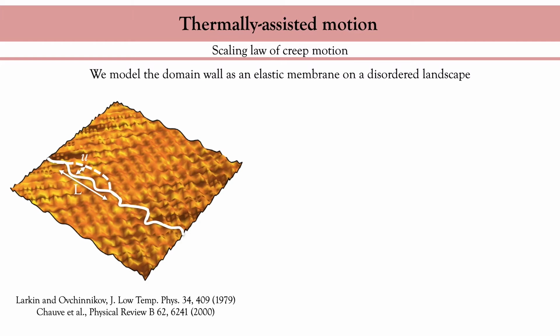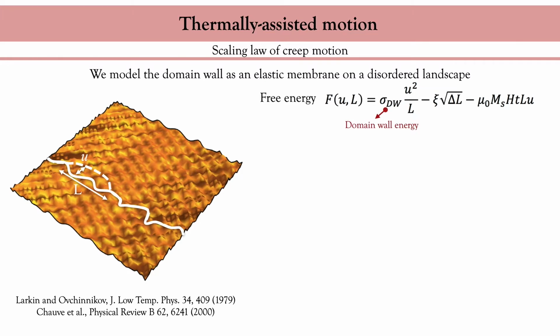In this regime, the disorder is very strong, and I can model the domain wall as a one-dimensional elastic membrane of length L and displacement U. The free energy is given here. It is composed of three terms. First, the elastic contribution, that is a product between the linear energy density of the domain wall times the square of the displacement U. This energy term states that the membrane gains energy when it extends over a distance U. The last term is simply the external force that applies on the displaced magnetic volume.